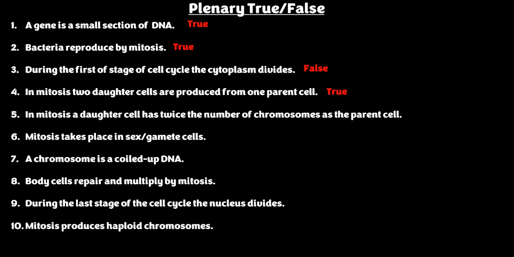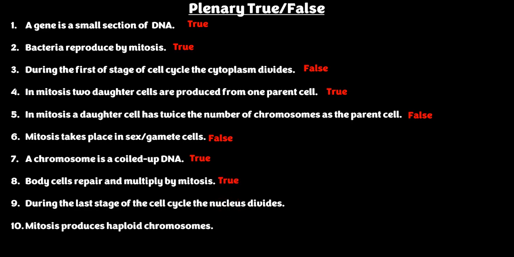That is true. In mitosis, a daughter cell has twice the number of chromosomes as the parent cell. That is false. It has the same number of chromosomes as the parent cell. Mitosis takes place in sex or gamete cells. That is false. It takes place in body cells. A chromosome is a coiled up DNA. That is true. Body cells repair and multiply by mitosis.